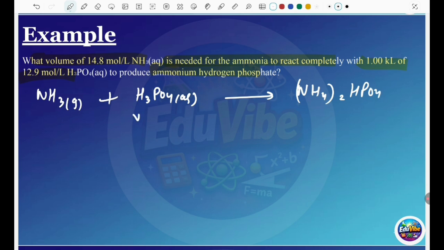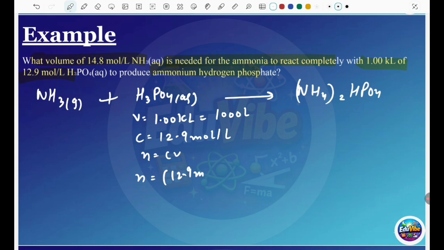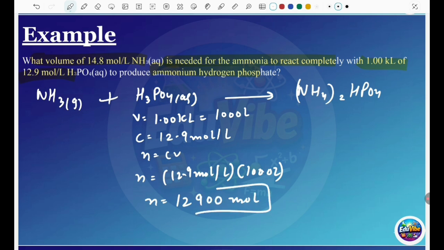For this we have a volume given, which is 1.00 kiloliters. But to calculate, you have to find it in liters. So it's 1000 liters. Done. You have a concentration of 12.9 moles per liter. You have to find the n from here. So C times V. C we have 12.9 moles per liter, multiplied by 1000 liters. So you will get 12900 moles.